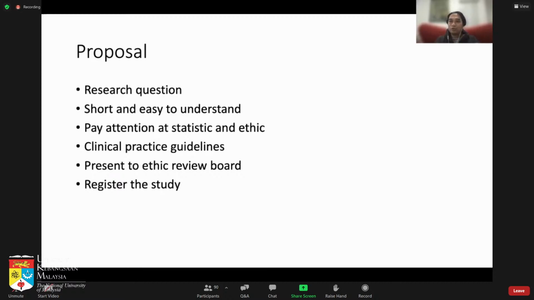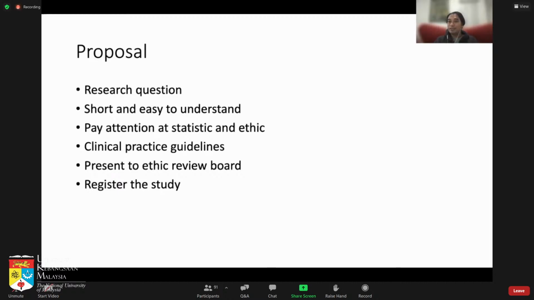So don't worry too much about the science behind that, but you have to emphasize whether the study is ethical or not ethical to be done in our patient. So remember, don't be defensive. Sometimes I see people being very defensive when they present to the ethic committee, because the ethic committee just wants to make sure that our study won't be harmful to the patient.